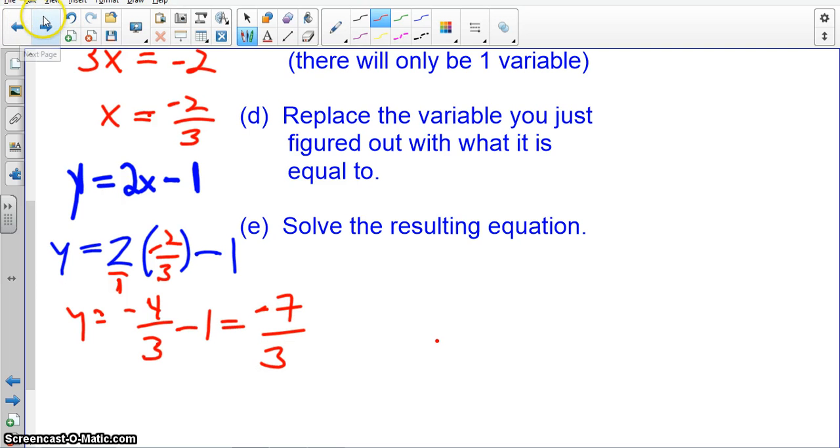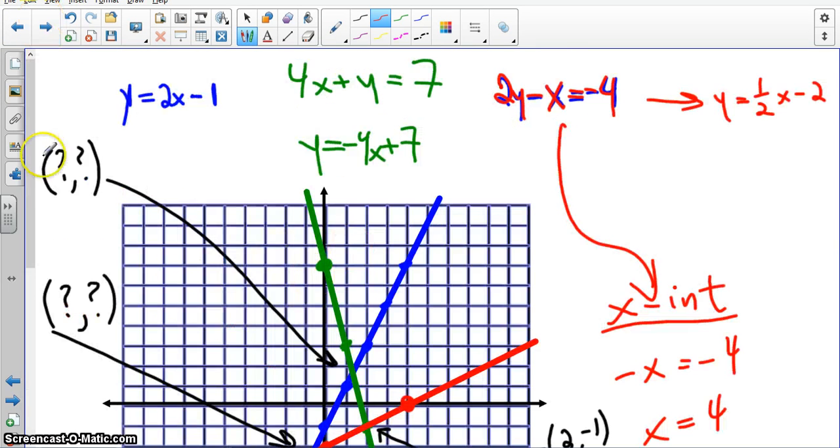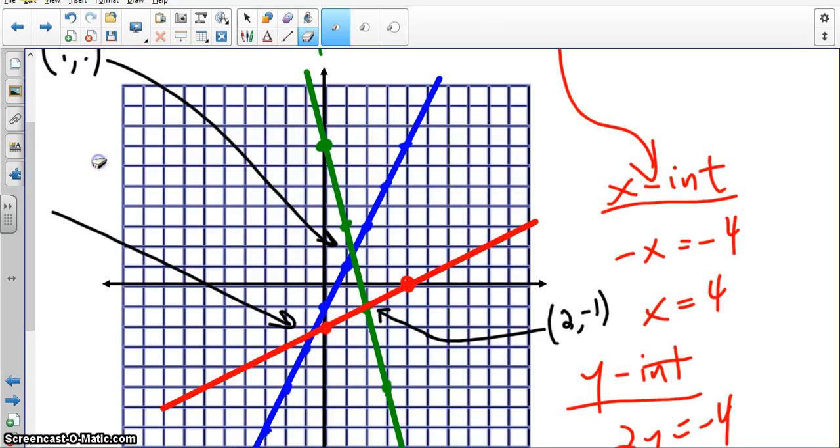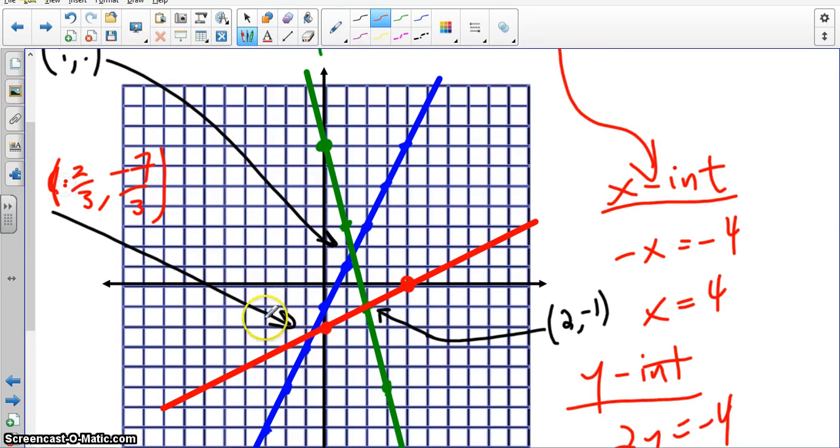Okay? So coming back here, let me just erase it and squeeze it in here. Negative 2/3, comma, negative 7/3. And that's that. That's this point right here. And that should seem pretty plausible. Okay?